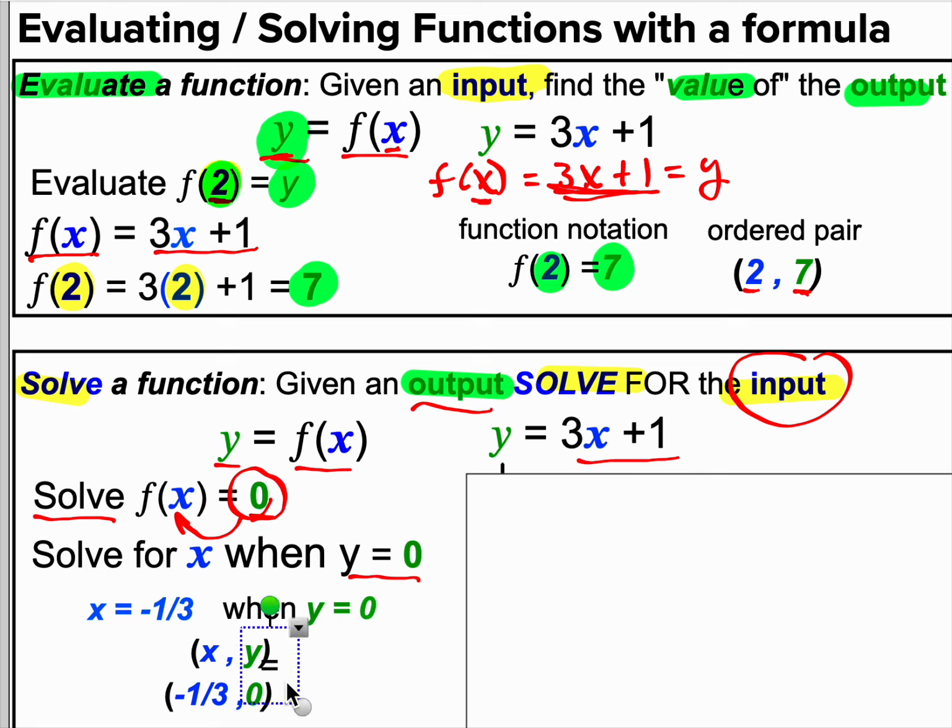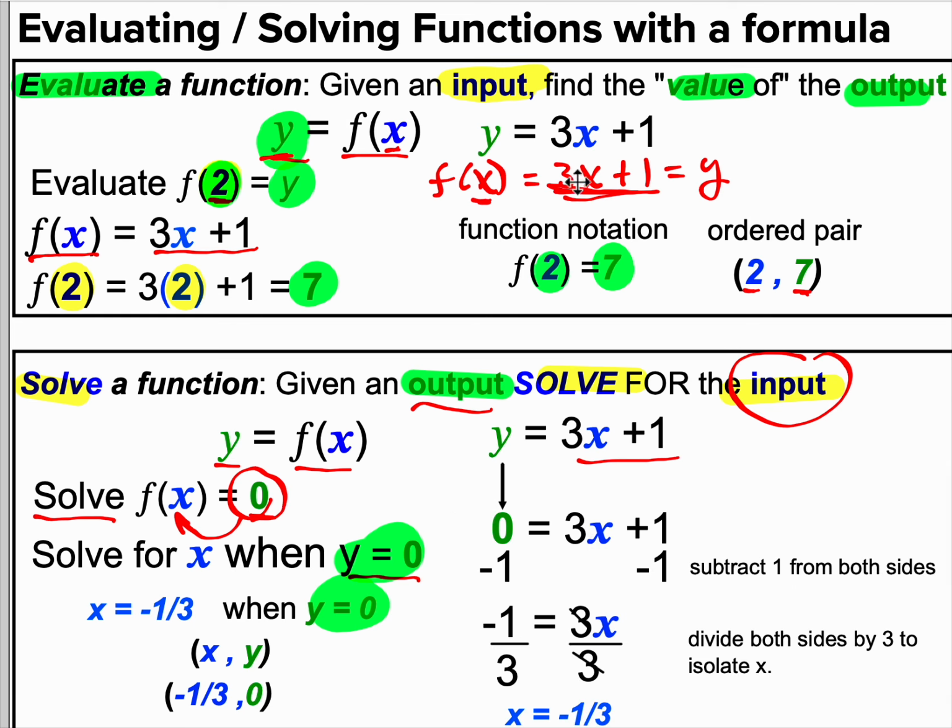So what I want to do is, I'm going to solve this algebraically. I know that y has to equal 0. And so what I'm going to do is put in 0 for y. And that's exactly what I've done here. Y equals 0. And now I want to use algebra to solve for x. So I want to isolate x. That's how I solve for x.